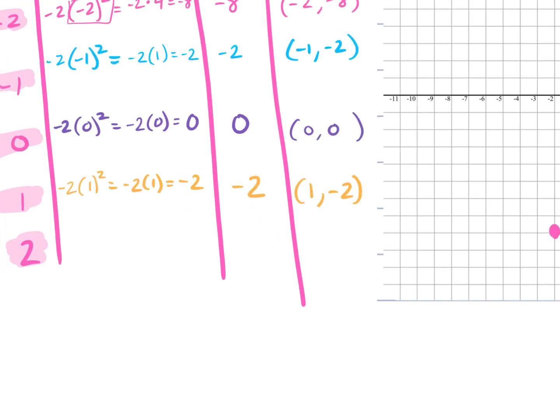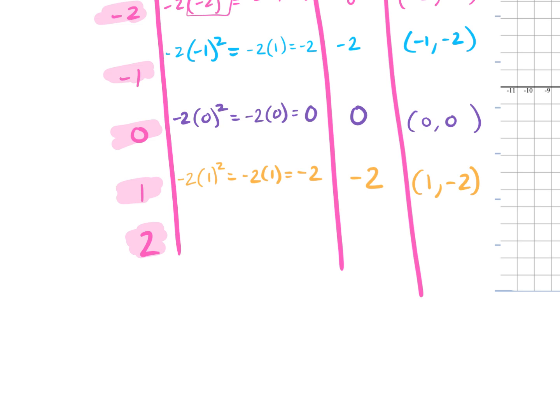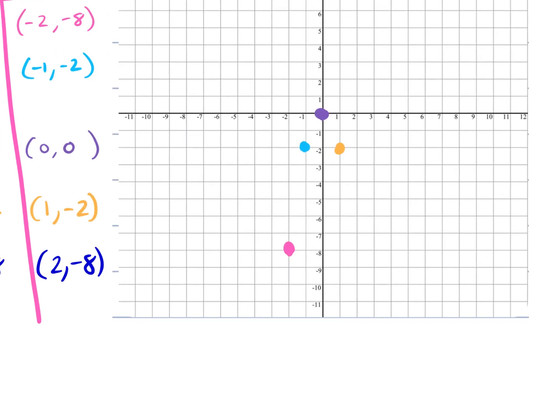And then let's plug in 2. So we have negative 2 times 2 squared. What's 2 squared? 4. So negative 2 times 4 would be negative 8. So what's our point? 2, negative 8. So we're going to go to the right 2 and down to negative 8.